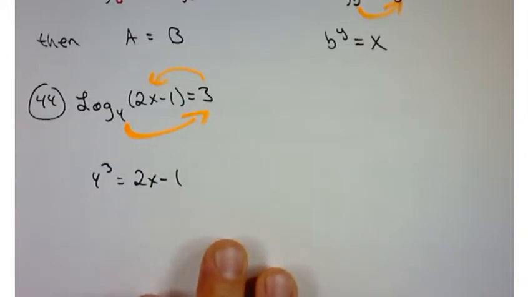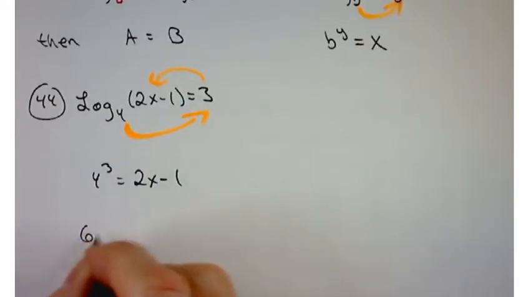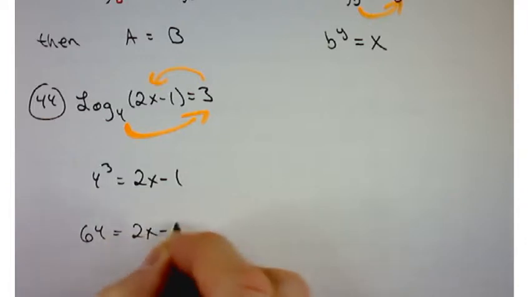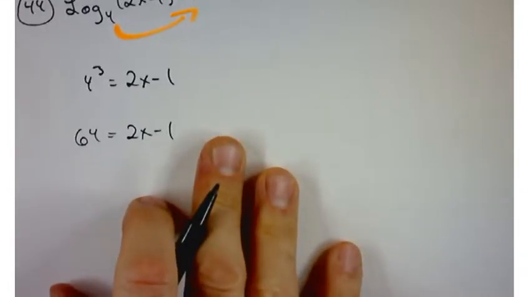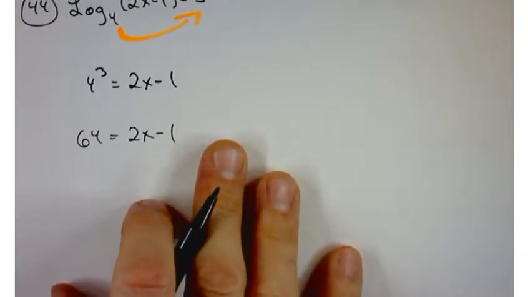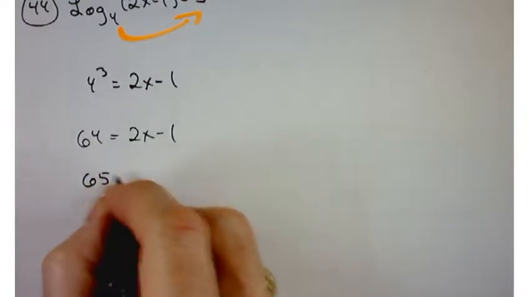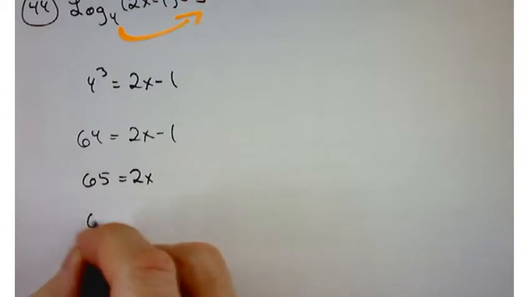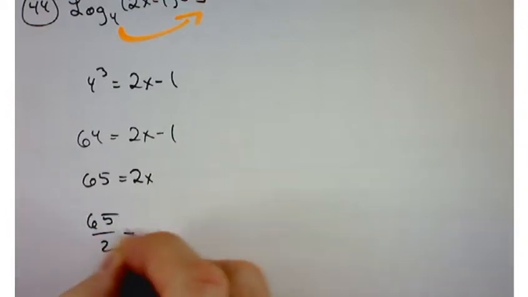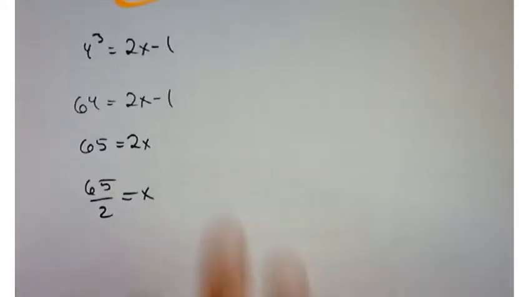4 to the third, hopefully you can get that off your calculator, or at the very least, the left-hand side board. That's 64. Well, this isn't too bad. Add 1, 65 equals 2x, and then divide by 2. So 65 over 2 equals x. Nice. 32.5.